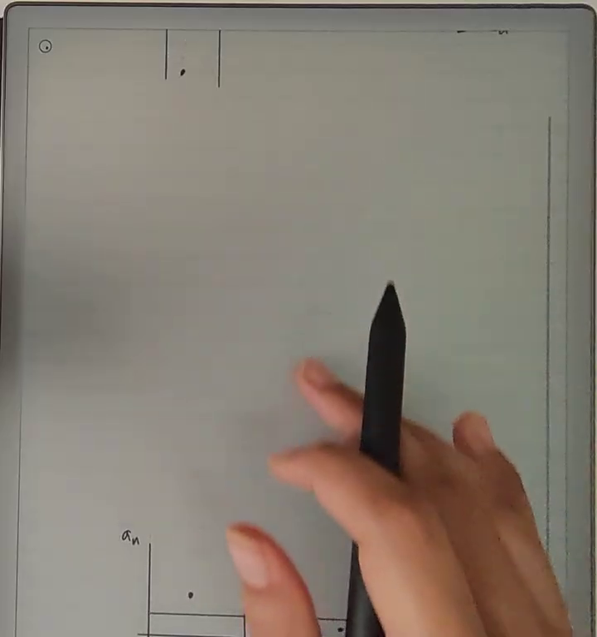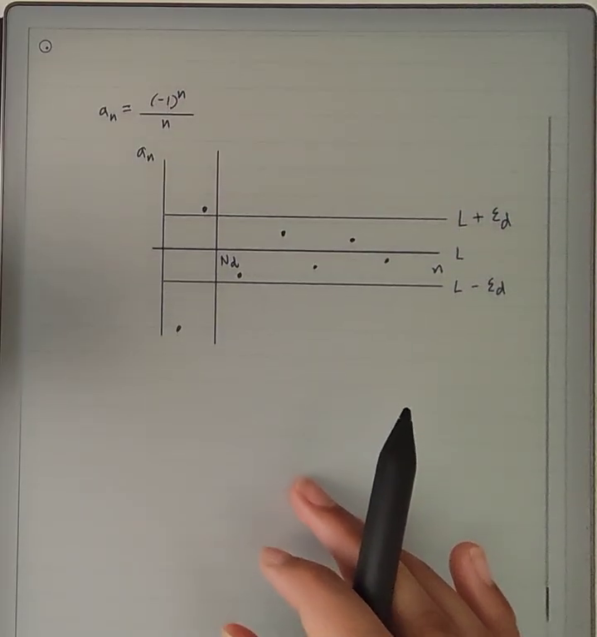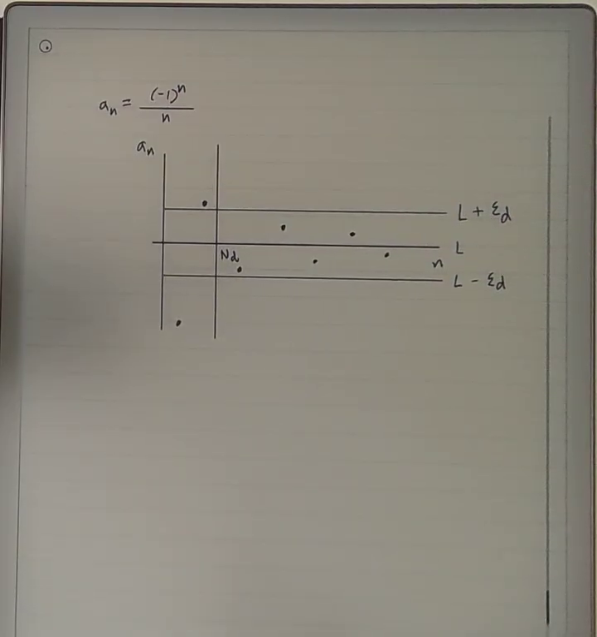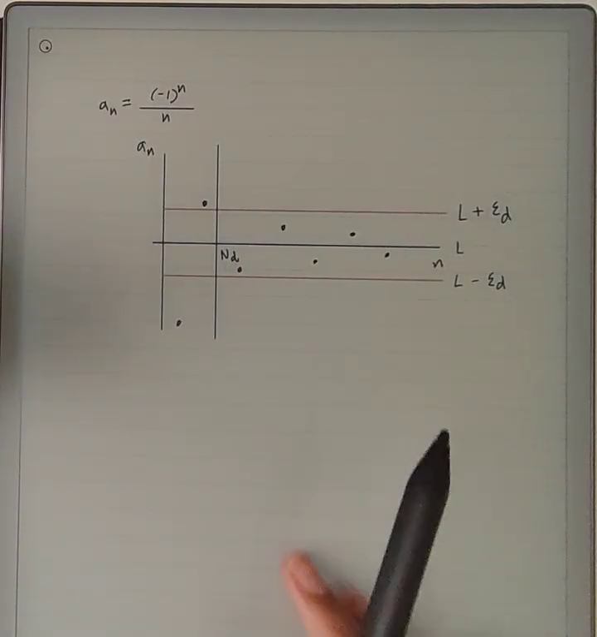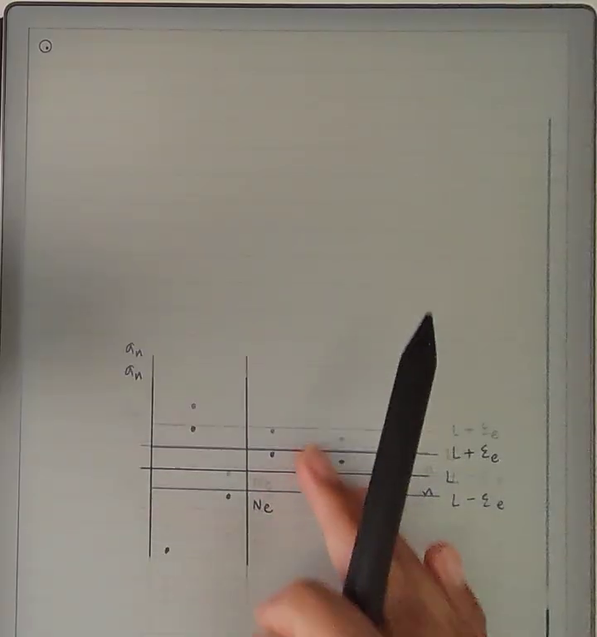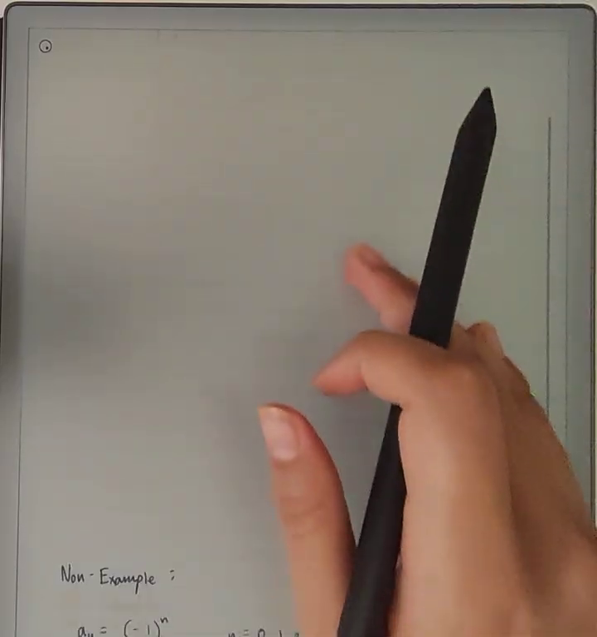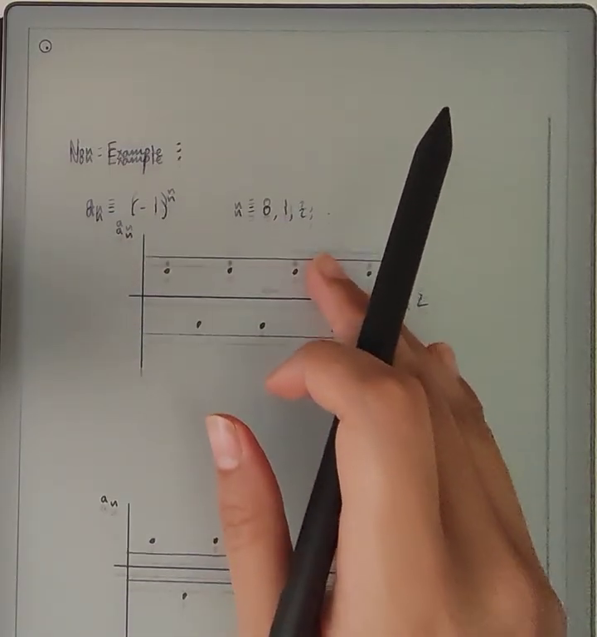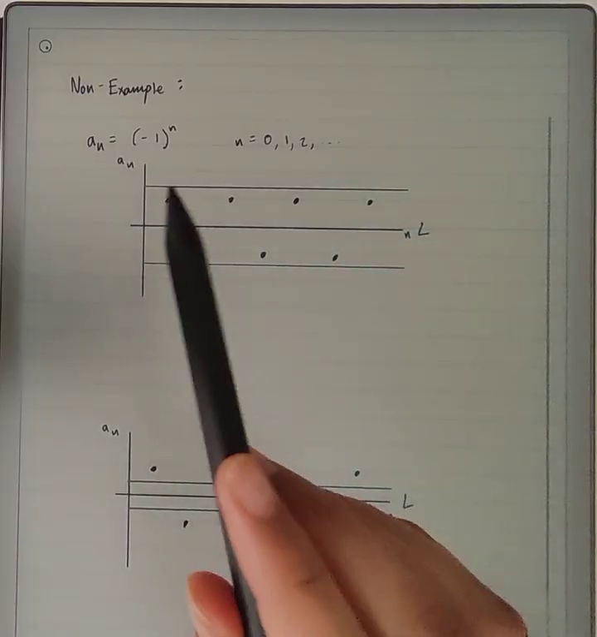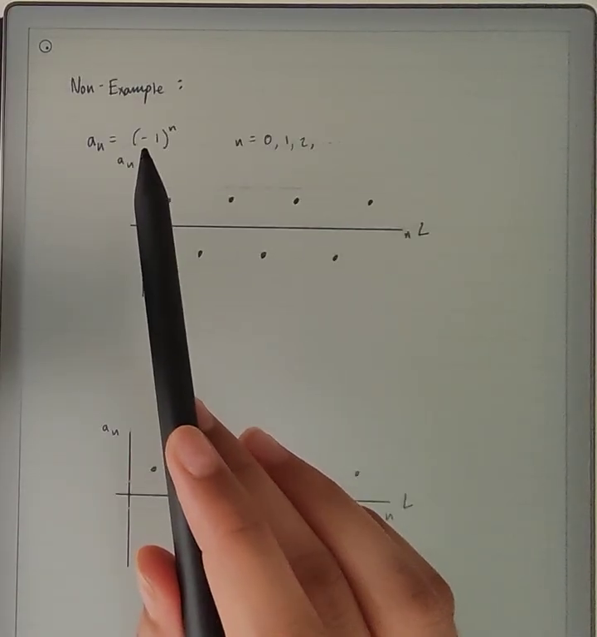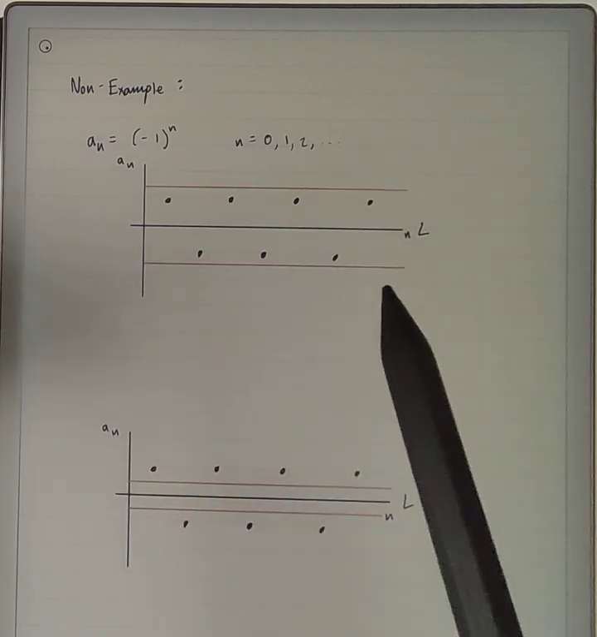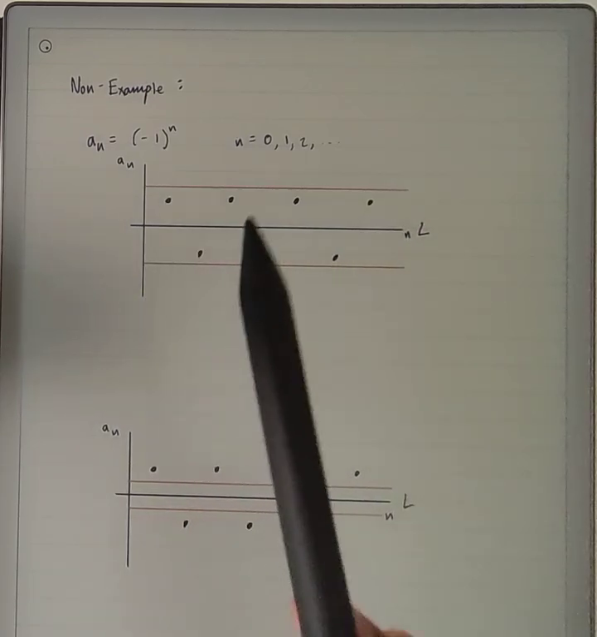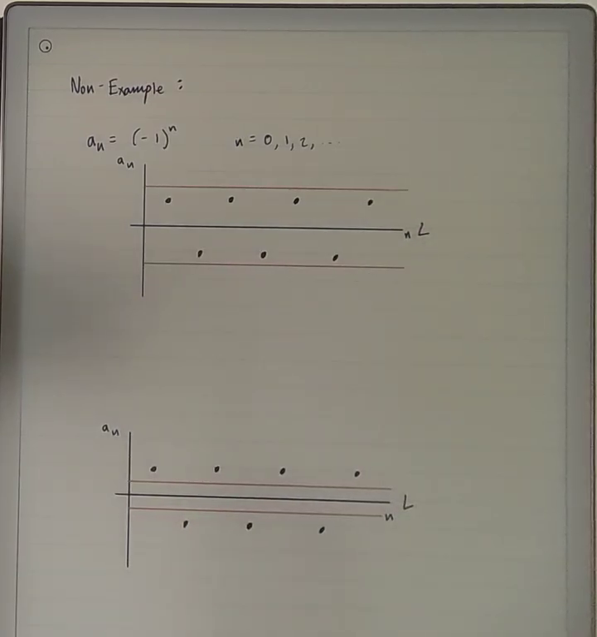Hence, because for every epsilon greater than 0, we can find some n for which the requirements are met, my a sub n is a convergent sequence. Now, let's look at a non-example, so a sequence that does not converge to any particular value. So we have a sub n equal to -1 to the n. So essentially what this sequence does is it oscillates between 1 and -1 indefinitely.